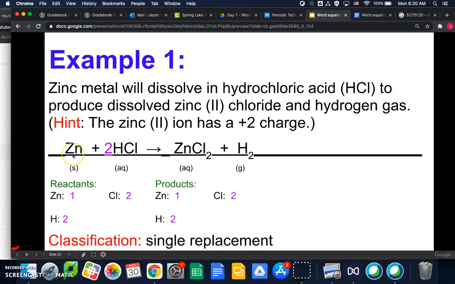One thing I do want to point out here is this is a little bit of a weird single replacement because the compound didn't have a metal in there. So zinc was replacing hydrogen, which is a nonmetal. In acids, hydrogen, even though it's a nonmetal, it's sort of acting like the metal. And so that's why zinc replaces hydrogen and not chlorine. It's because this is an acid, and in an acid, the hydrogen acts like a metal.